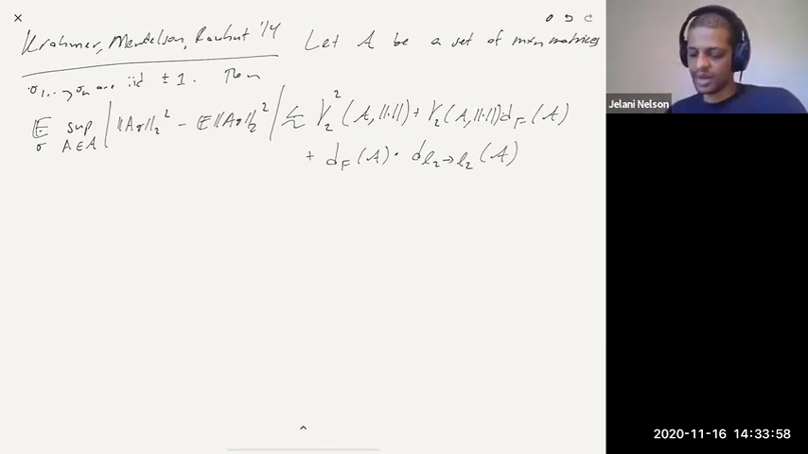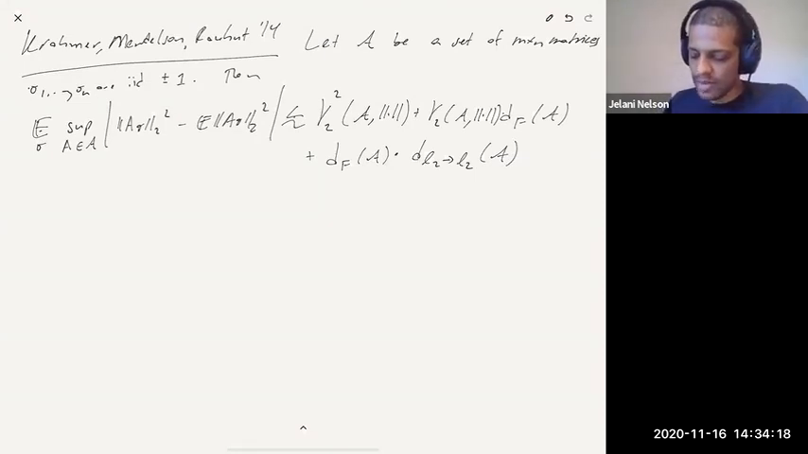Okay, so first I'm going to show you, it's going to be easy, that this theorem implies Gordon's theorem, at least if the matrix pi has plus minus 1 entries as opposed to Gaussian entries. And then once we see that, I'll prove KMR.